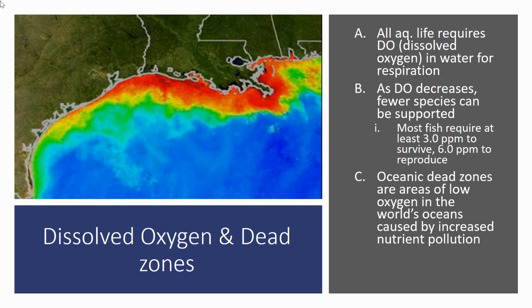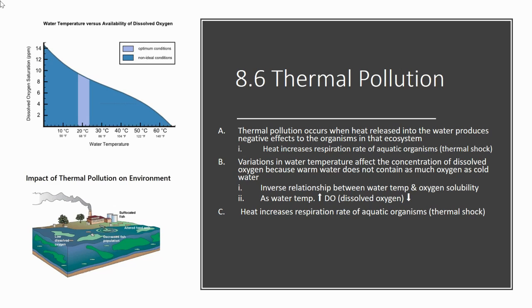Those are actually very low areas of oxygen in the world's oceans that are going to be caused by increased nutrient pollution. A classic example of that is the Gulf of Mexico. Due to the Mississippi River watershed, all of the different forms of nutrient pollution that come from all different areas of the United States end up pretty much in the Gulf of Mexico, and that has become a hypoxic or dead zone, as they like to call it.